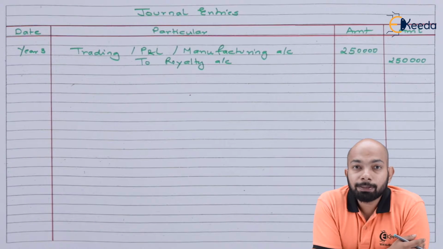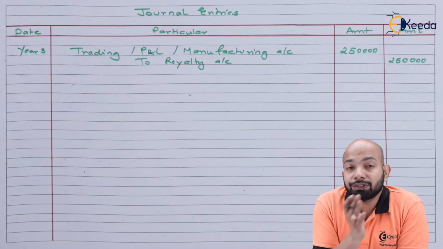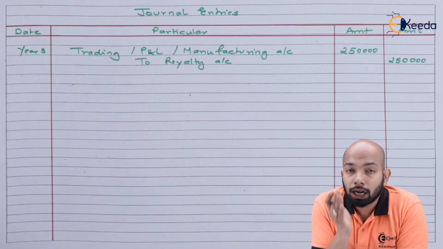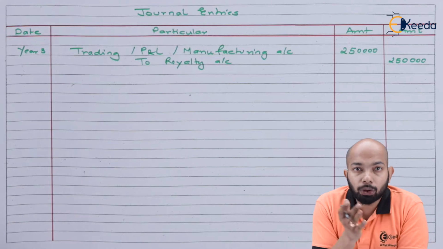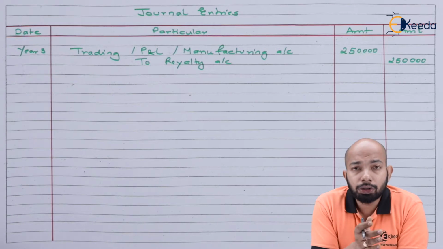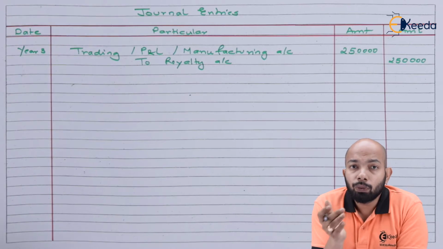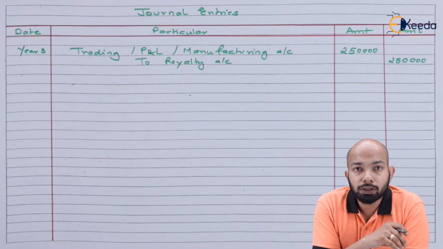So the next entry that has been passed here is the transfer of royalty. That means trading account debit or profit and loss account debit or manufacturing account debit to royalty account, which is worth rupees 2,50,000.